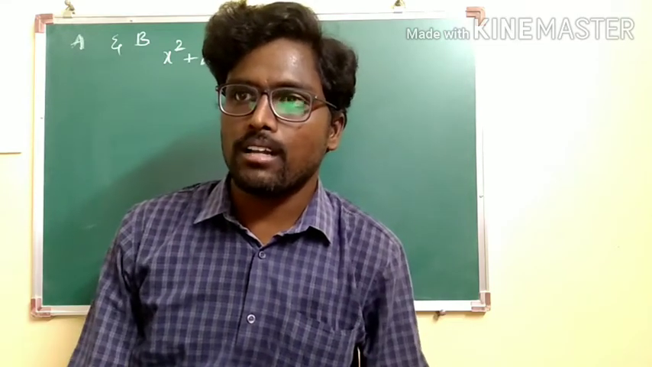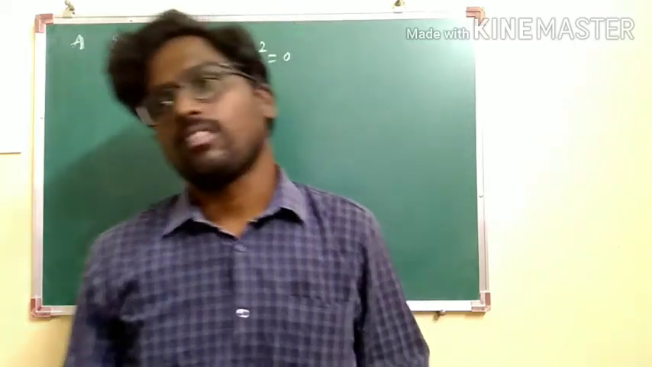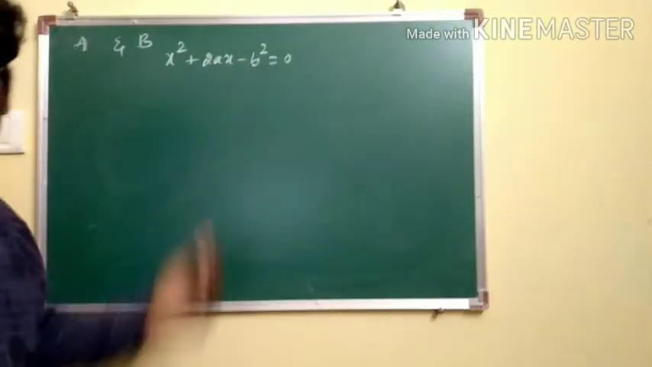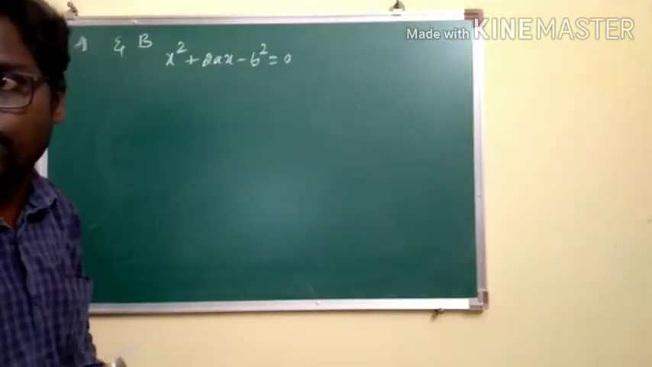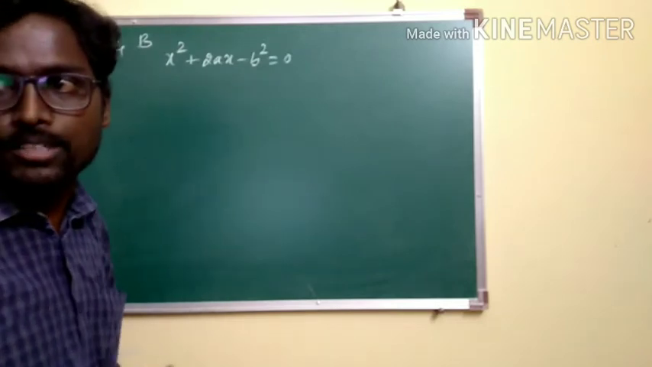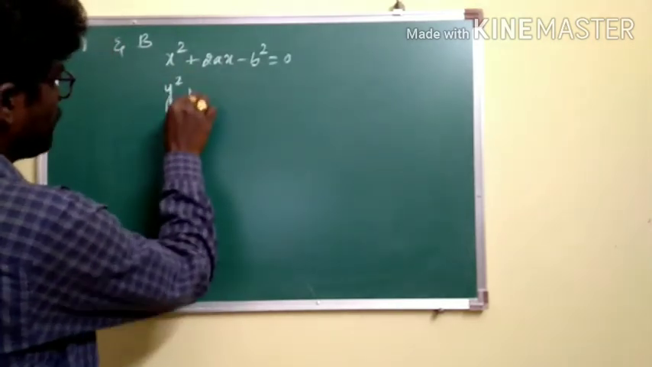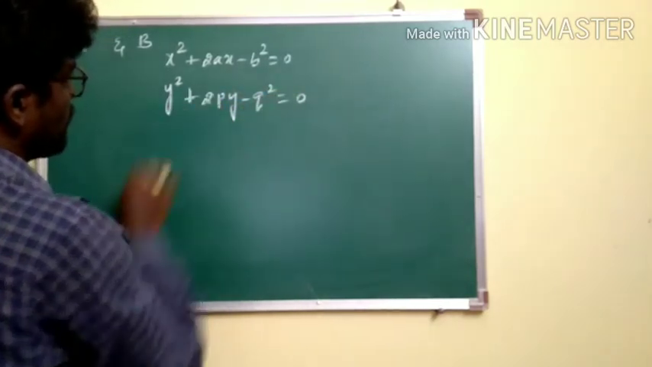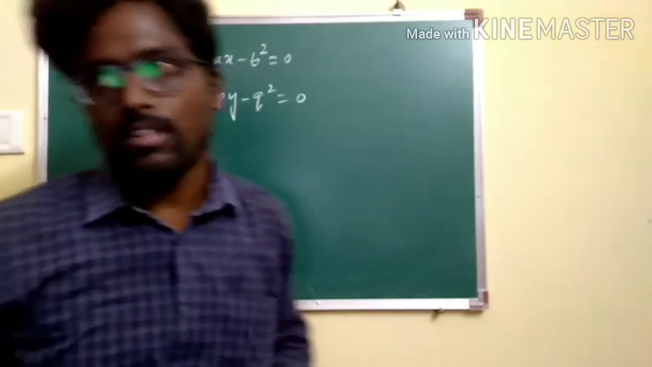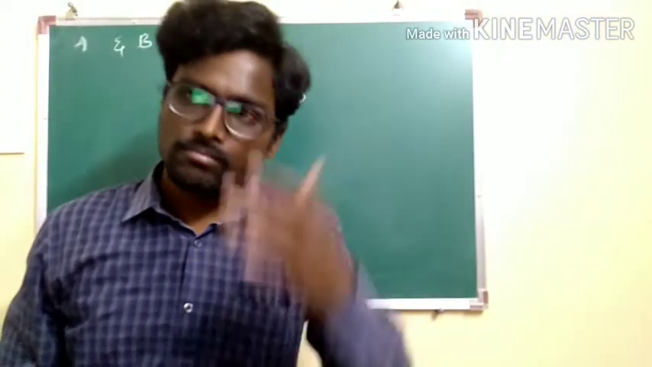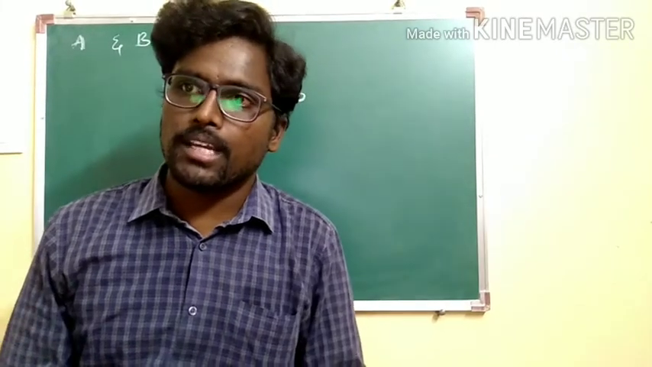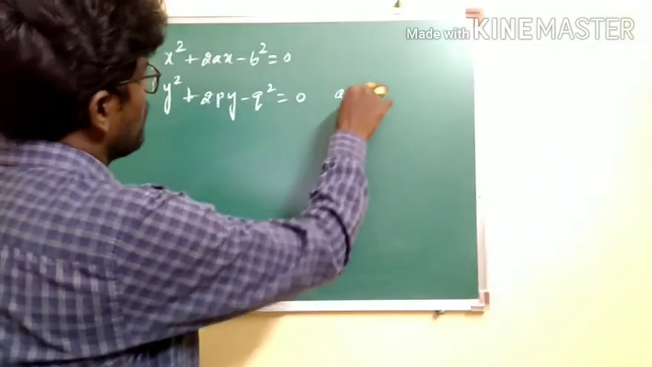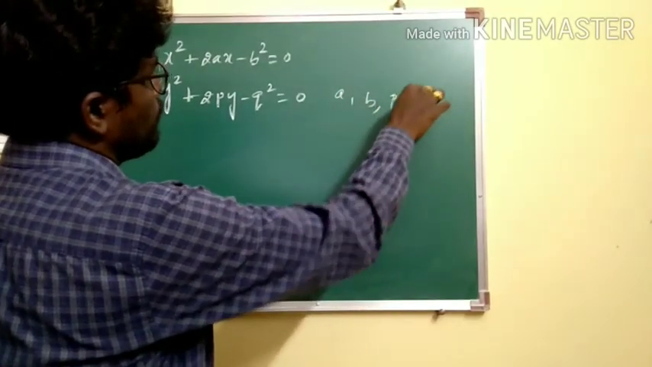And their ordinates are the roots of y square plus 2py minus q square equal to 0. Then the distance AB in terms of a, b, p, q.